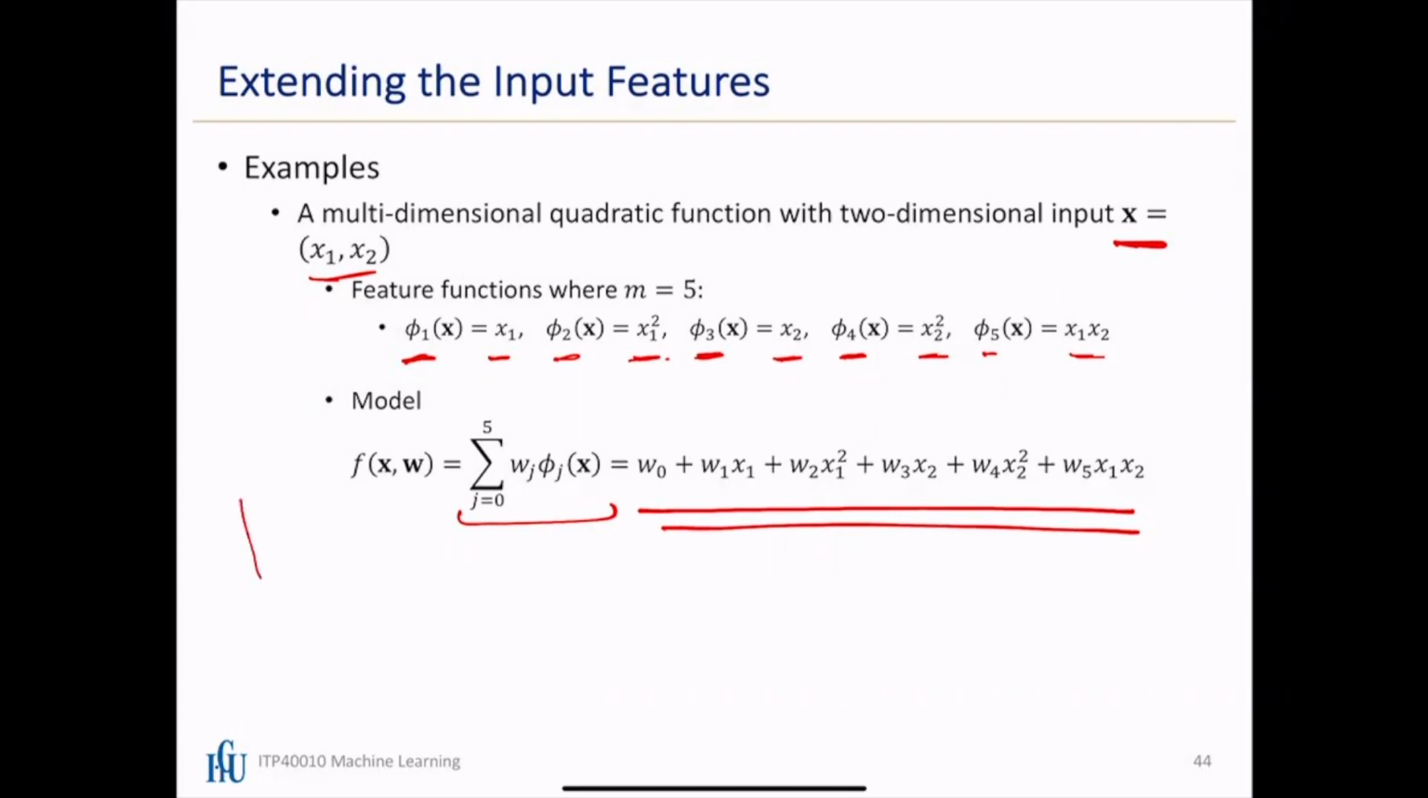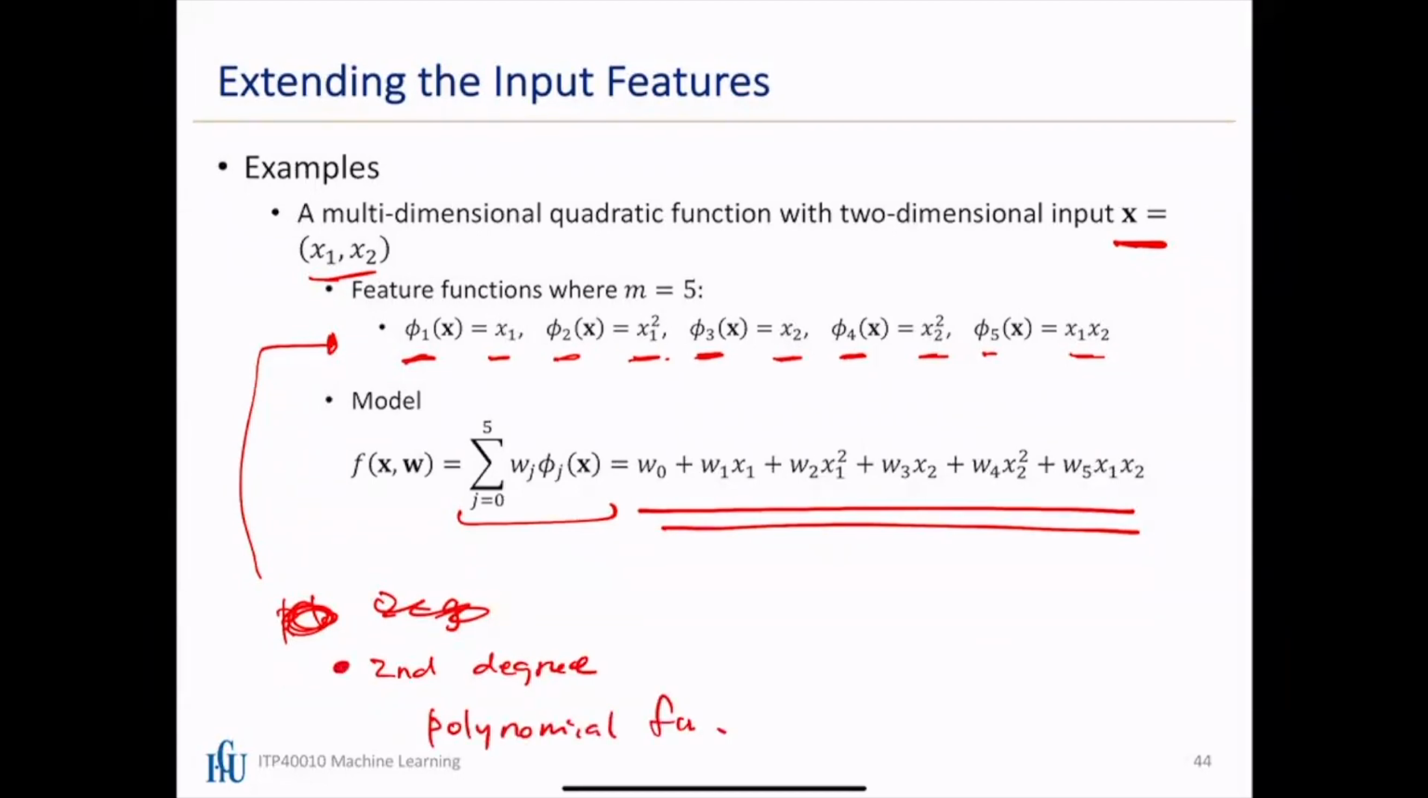And this particular instance of a feature function has a name. This is a second degree polynomial function. So when you have 2-dimensional input, you are defining x1, x1 squared, x2, x2 squared, and the combination of x1 and x2. This is a second degree polynomial function.